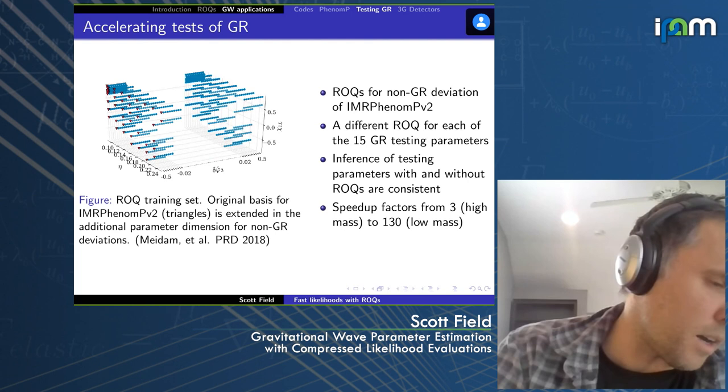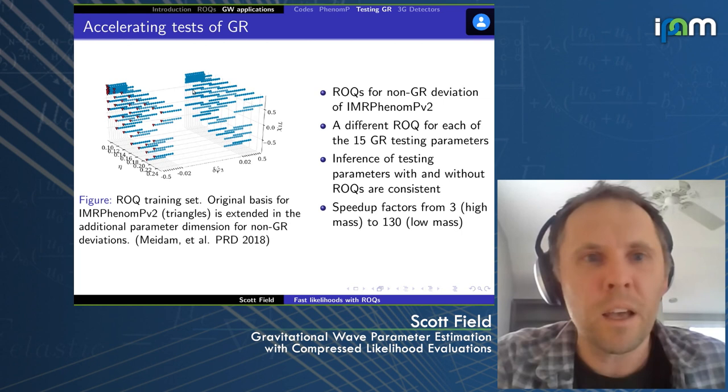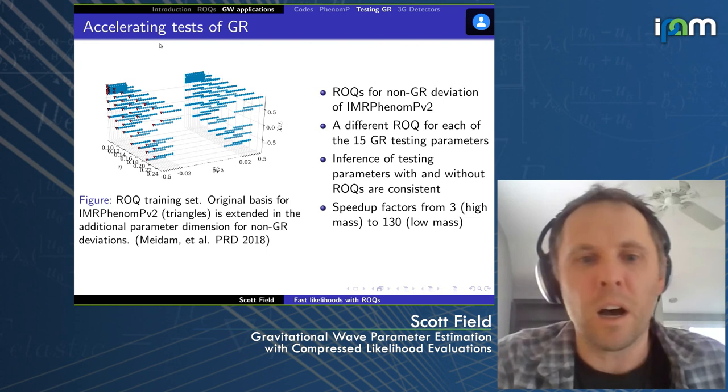Okay, so yes, running late on time here. So just a quick, there's only two slides left. One is to point out extensions of this method to tests of GR. So that was done in 2018. This is just a snapshot of the training set.